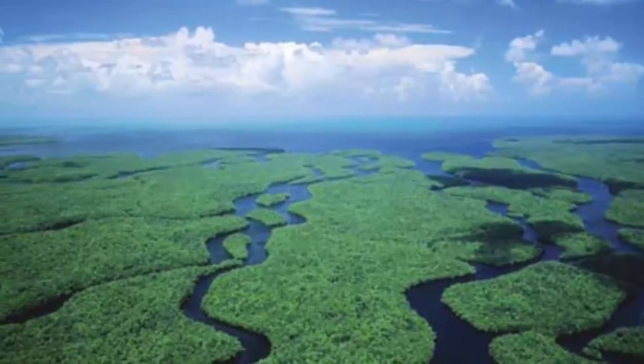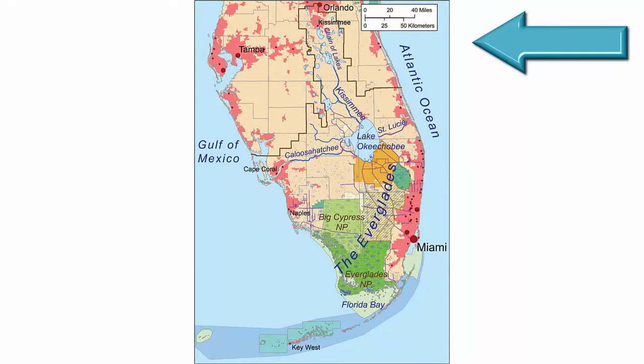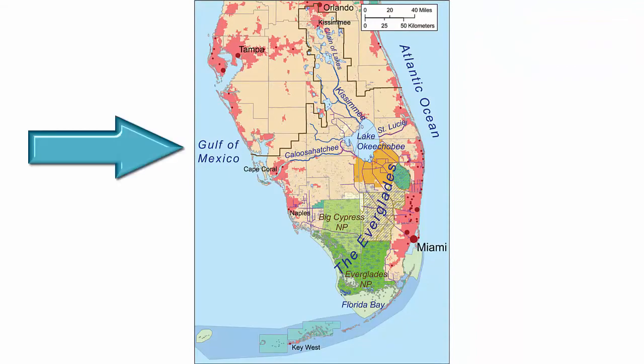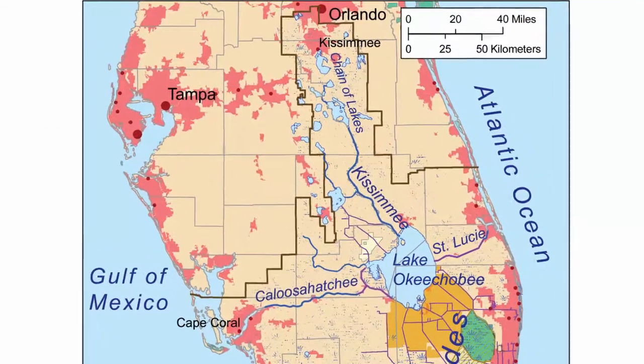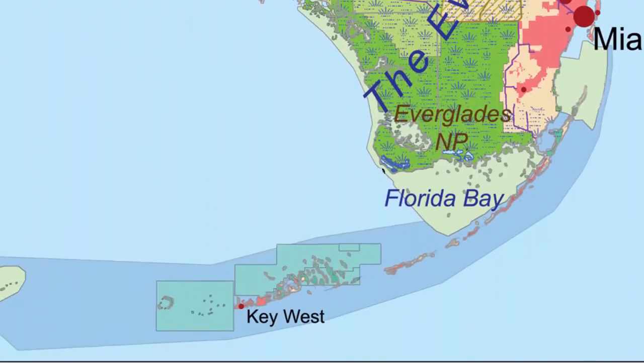The southern one-third of peninsular Florida is defined by water. Bordered by the salt water of the Atlantic Ocean to the east and the Gulf of Mexico to the west, the interior is an extensive freshwater system known as the Greater Everglades that stretches from Orlando to the Florida Keys.